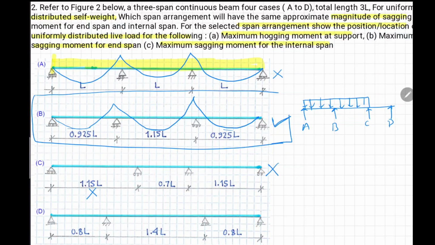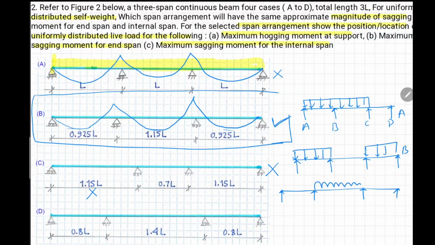Maximum sagging moment for the end span. So for maximum, the live load shall be placed alternate. Maximum sagging moment, so this is the solution for A, B. Maximum sagging moment for the internal span. The live load should be placed on this only to get maximum sagging moment.